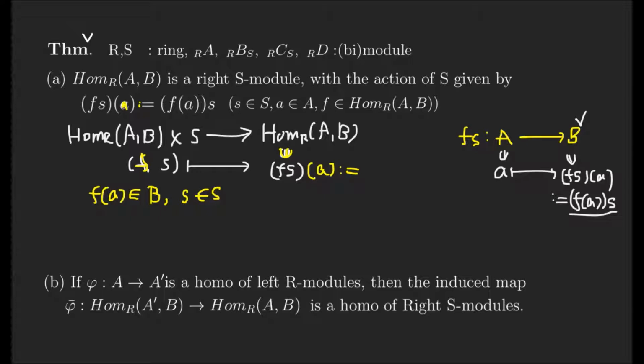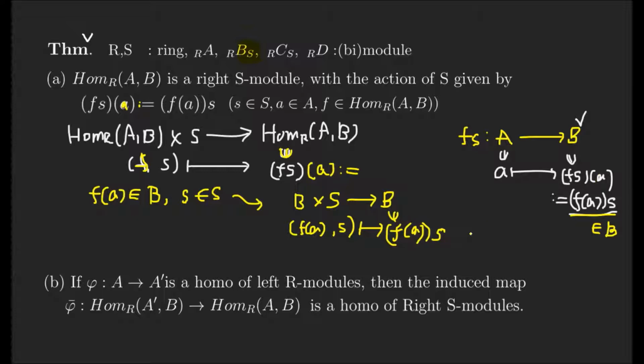But again, by our assumption, B is a right S-module, this means we can consider the map B times S goes to B. So f(a) is in B, s is in S, and f(a)s is in B. So this is clearly in B, and this is well defined.